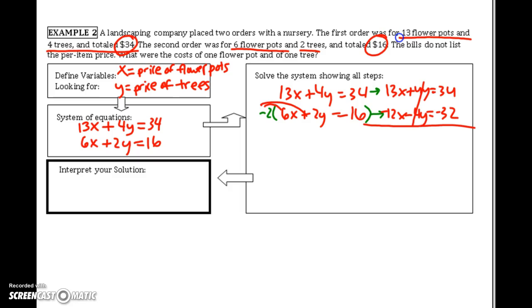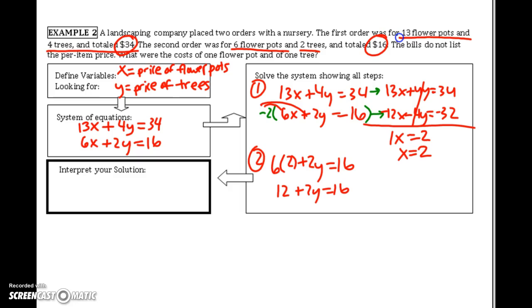I'm left with 13x minus 12x, which gives me 1x equals 34 minus 32, gives me 2. So we find that x equals 2. Going ahead and plugging that in, it's my first step. Second step, 6 times 2 plus 2y equals 16. 6 times 2 gives me 12 plus 2y equals 16. Minus 12 on both sides. 2y equals 4. I'm left with y equals 2.